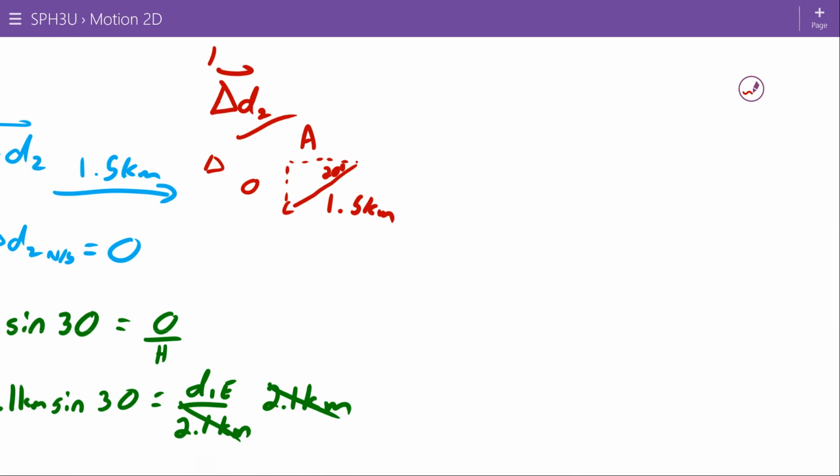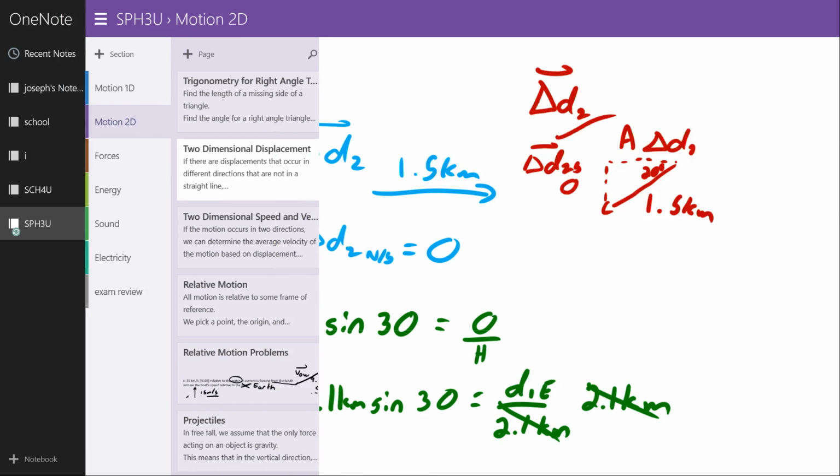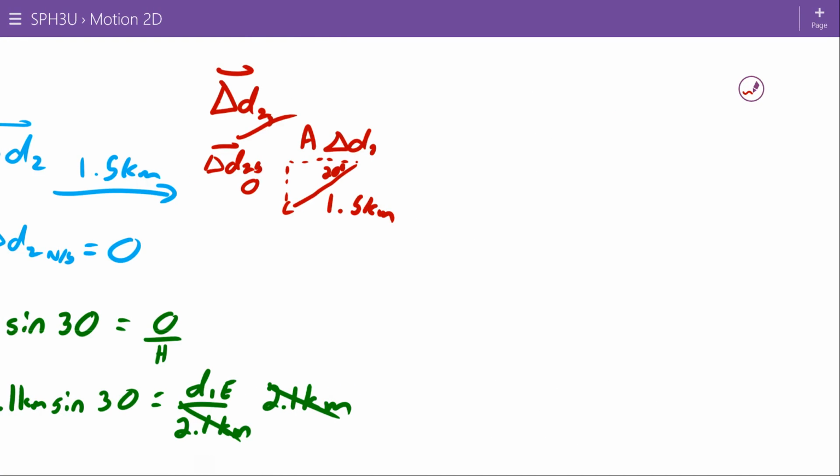So this would be, I don't know what happened there for a second, delta D2 south, and this would be delta D3, I keep saying 2, but I mean 3. Delta D3 west. So this one, the opposite one, is the one that gets the sine. So sine 20 equals delta D3 south over 1.5 kilometers, or opposite over hypotenuse.